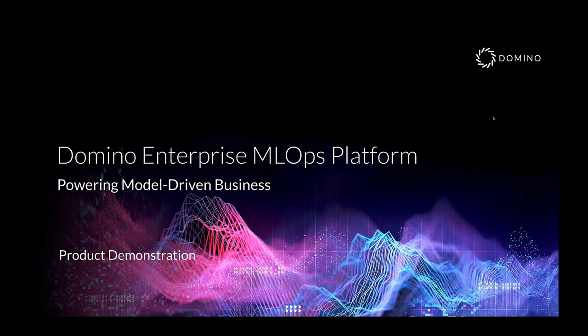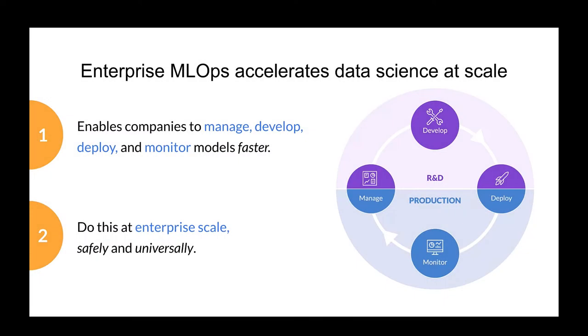Domino Enterprise MLOps Platform is trusted by 20% of Fortune 100 companies and many Global 2000 enterprises. They've chosen Domino because the value of their data science teams is measured by the number of models they're able to get into production, and Domino helps them get more models into production faster.